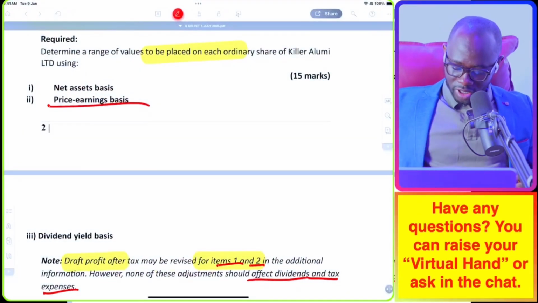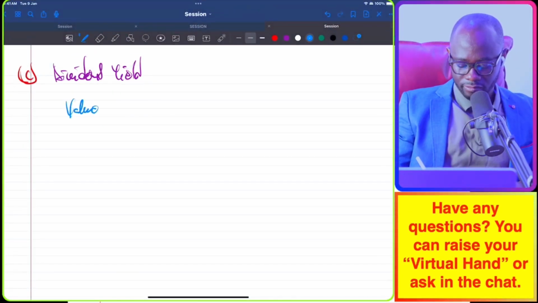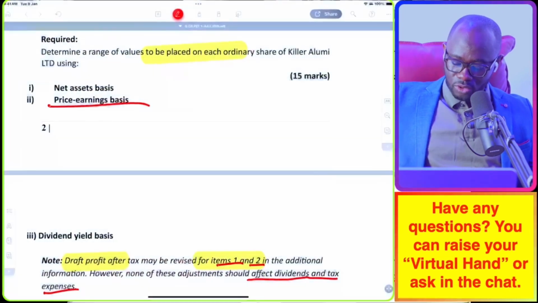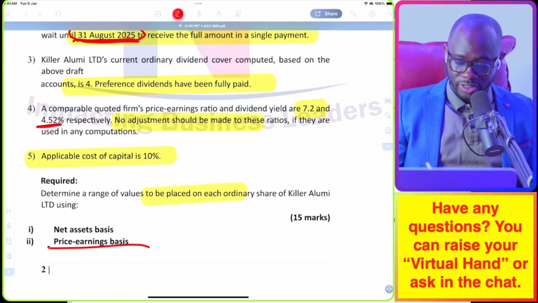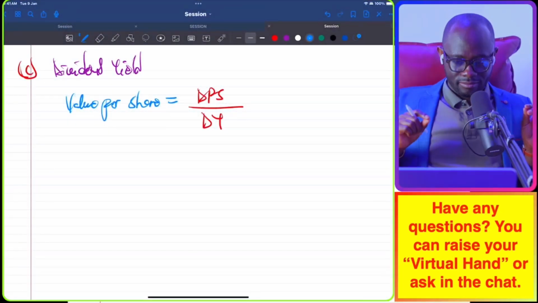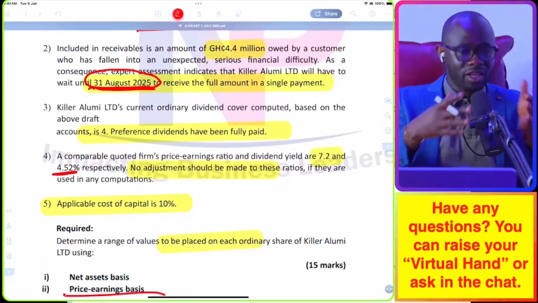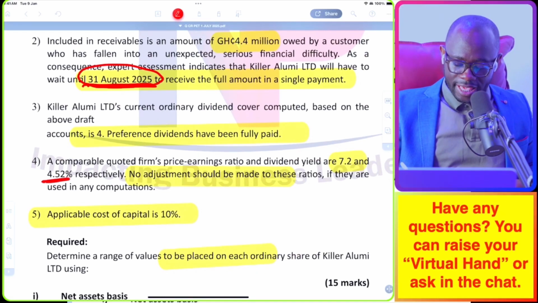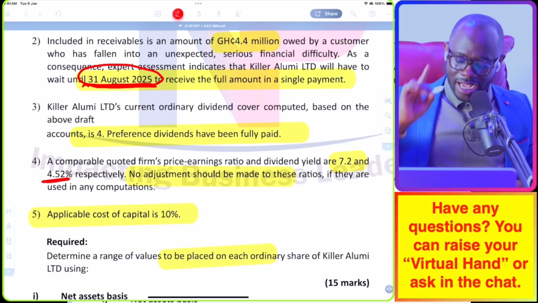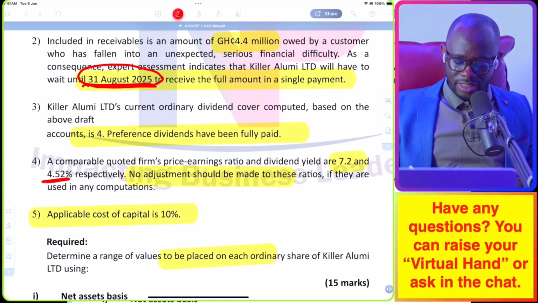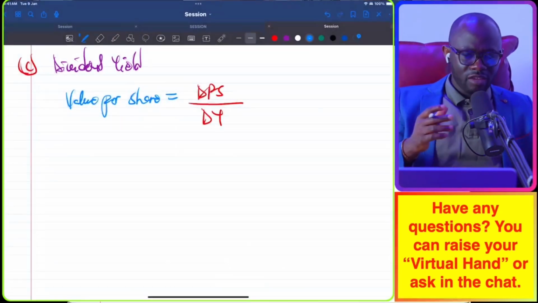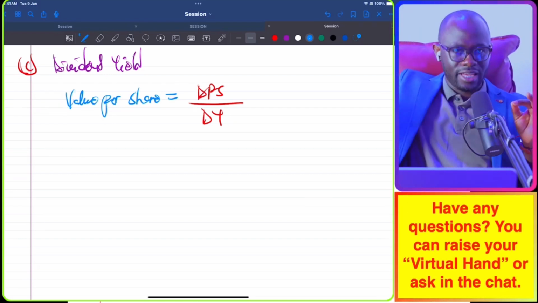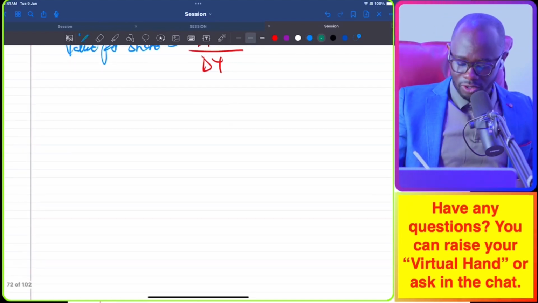Dividend yield. What's the formula for the dividend yield situation? Value per share equals dividend per share over DY. So we need dividend per share. The DY, we will use the proxy's DY, right? But they said we shouldn't adjust, so we're going to stick with that. But we need to calculate dividend per share. Now, we have finished reading the note, but we didn't find dividend per share. But the examiner gave us a clue, which we can use. Note 3 says that the company's current ordinary dividend cover computed based on the above draft account is 4. So if I'm given dividend cover, I can work my way back to get the total dividend, then I can get the dividend per share. So we're going to work backwards. Stay with me. What is dividend cover?